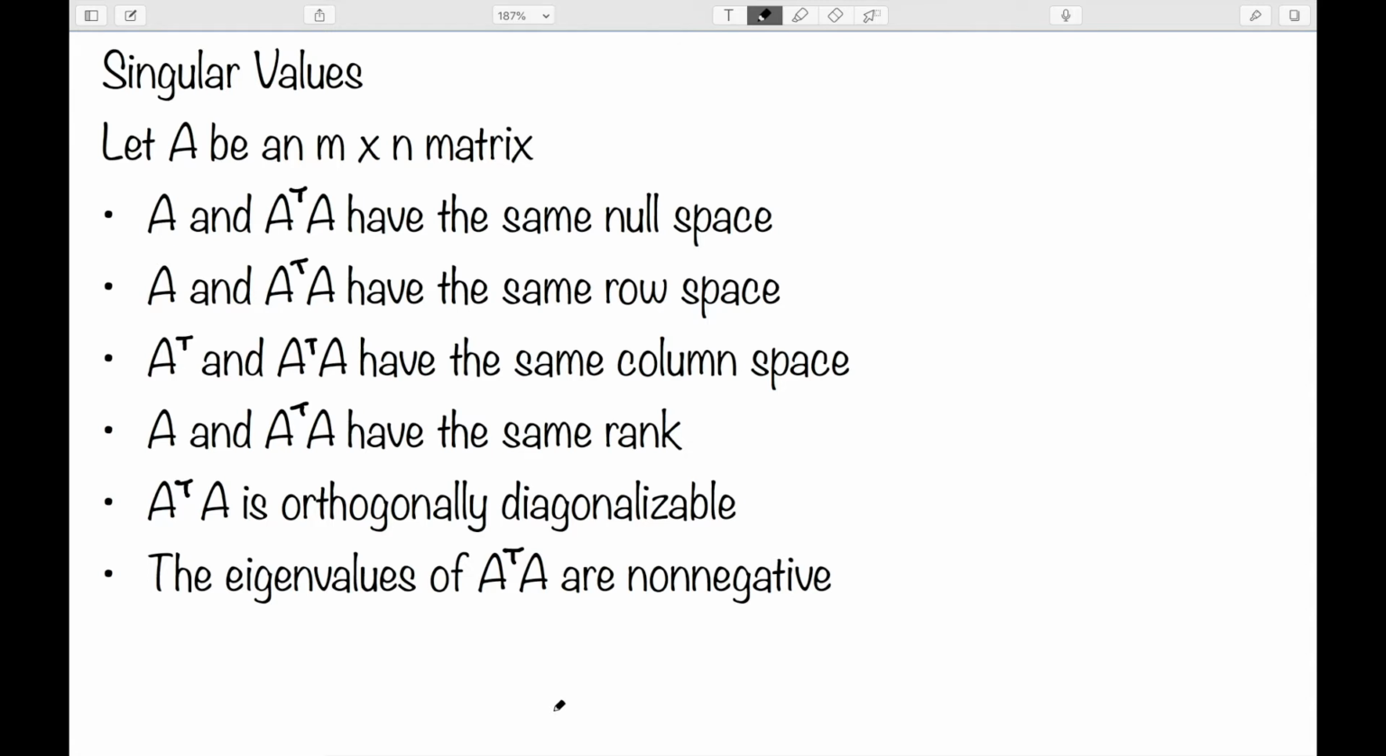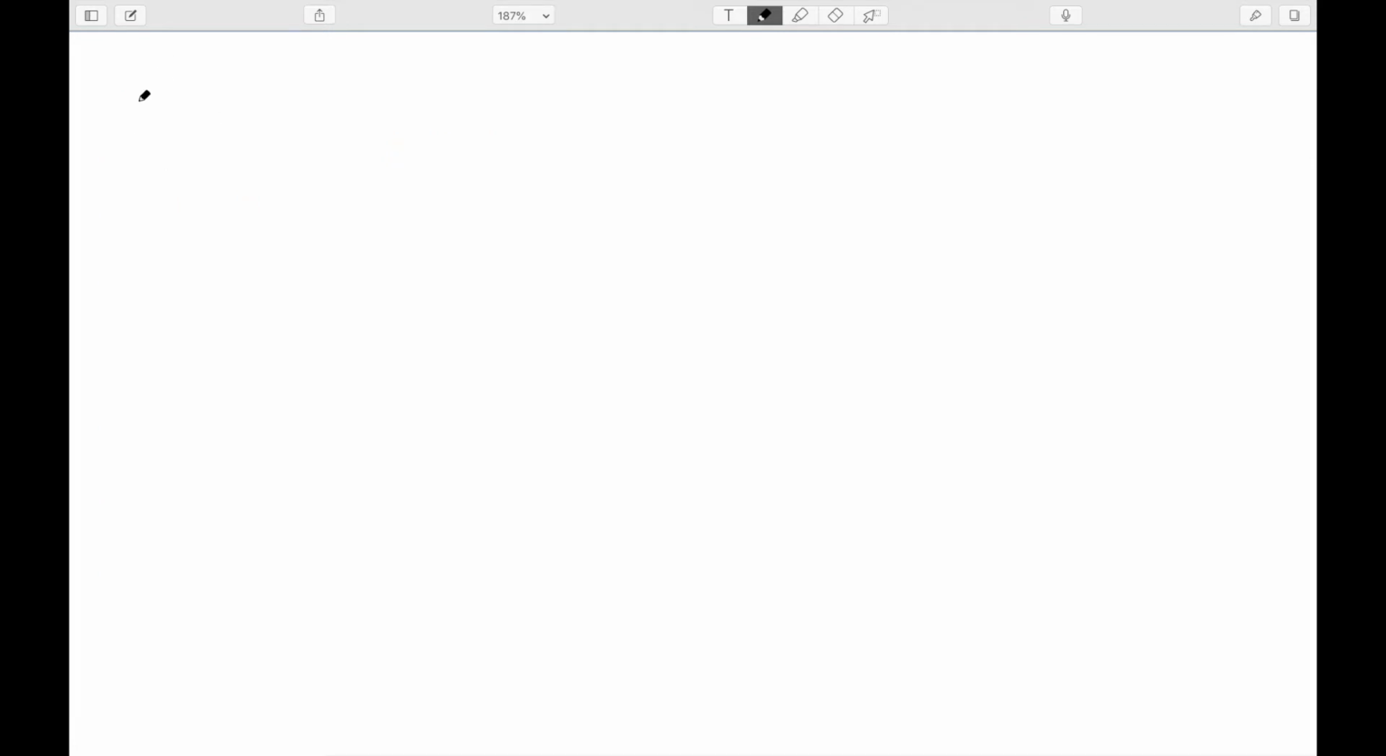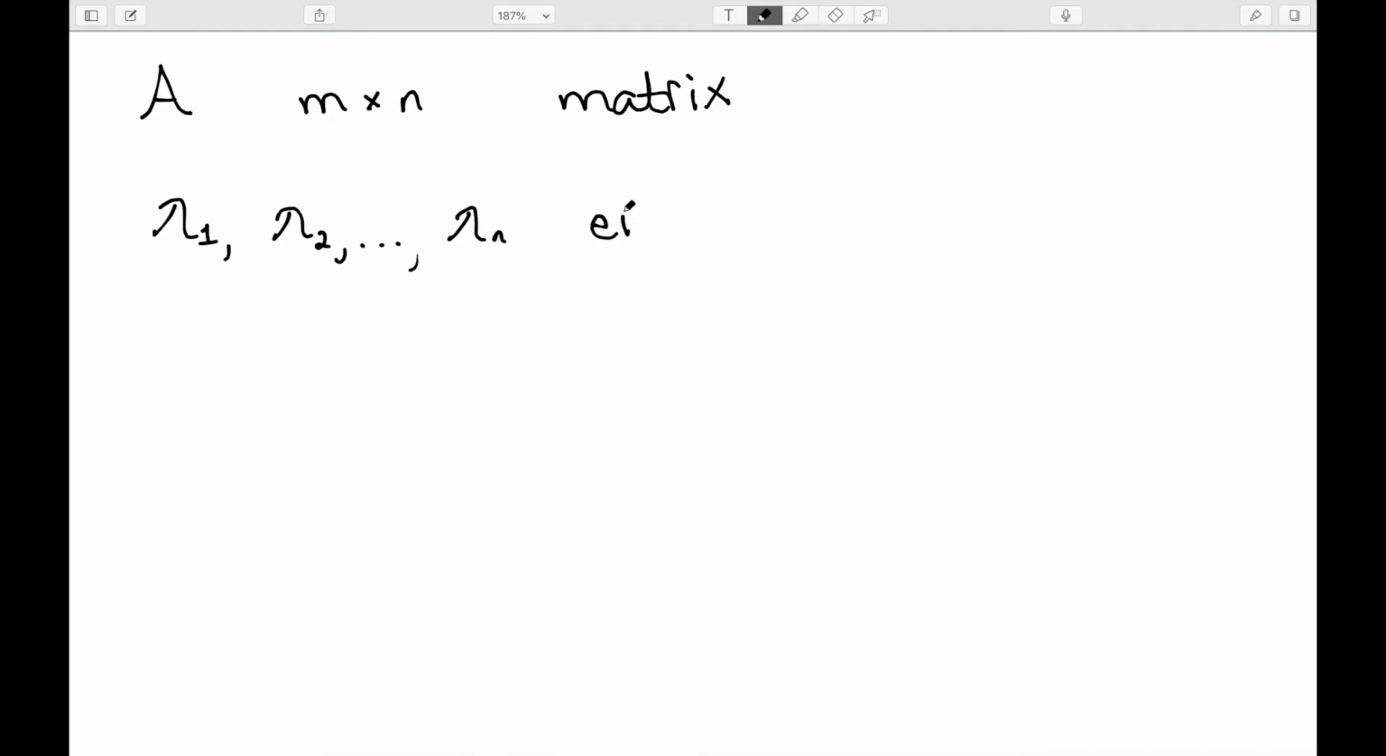And so now that we have looked at these properties of A transpose A, let's talk about what a singular value actually is. To define a singular value, let's consider A to be an m by n matrix. Then we want to find lambda 1, lambda 2, all the way through lambda n, which are going to be the eigenvalues of A transpose A. So we want to actually find these non-negative eigenvalues of A transpose A.